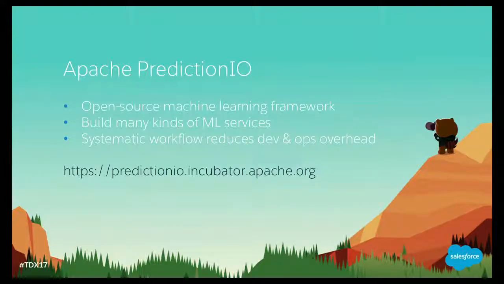Now, of course, there's a lot of templates and guides and ways that you can leverage what other people have contributed in order to build your machine learning service. But fundamentally, PredictionIO is about building really any kind of ML service you want. So what it really provides is a systematic workflow to reduce the amount of development and operations overhead of working with machine learning.